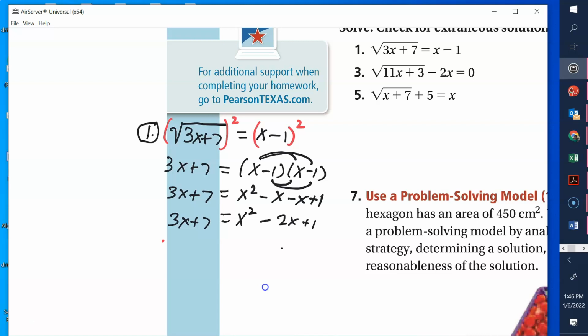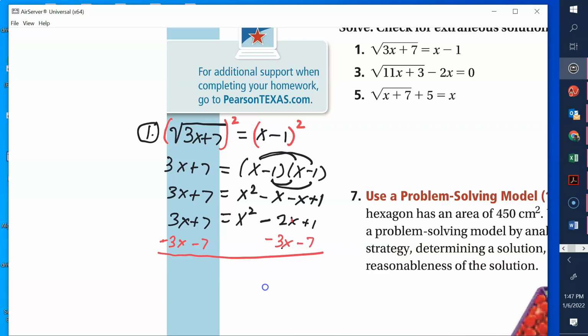Well, we don't want 3x plus 7 on the left side, so if we don't want it there, what do we have to do? So you subtract 3x and you subtract 7, but what do you subtract 3x and subtract 7 from? On the right side. You subtract 3x from 2x, right? Negative x. And you subtract 7 from 1.